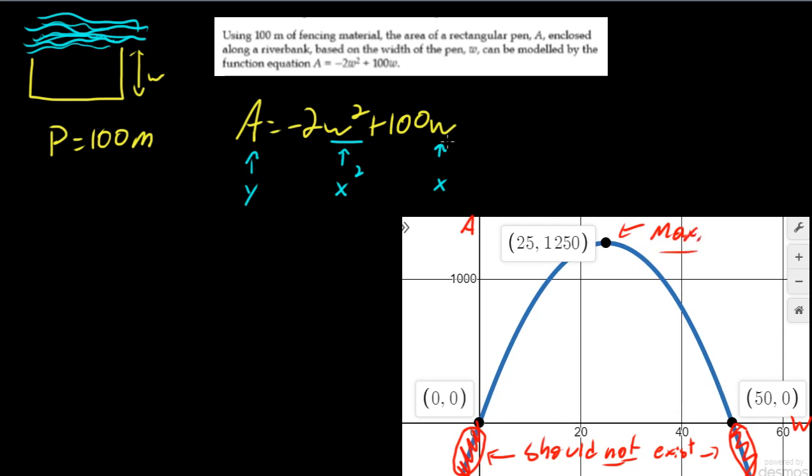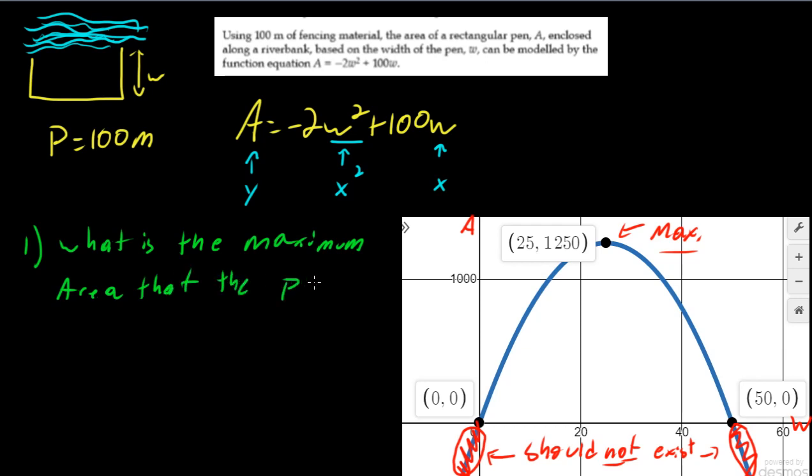So I know this question doesn't actually have any questions asked in it, but there are some questions that we could ask. So something like this. One, what is the maximum area that the pen could have? That's a very typical kind of question in terms of this. And we would say that the max area would be, of course, 1,250.